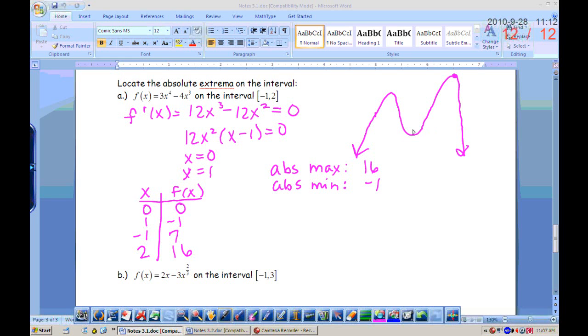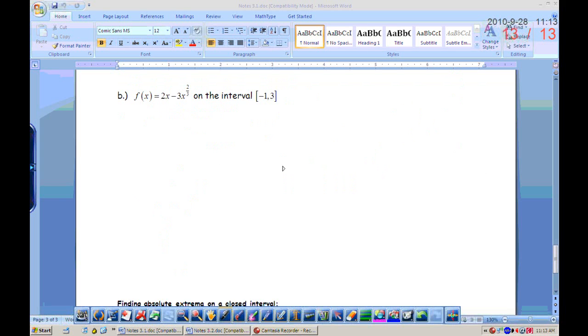Gray? All right, same thing. Find the absolute extrema on this interval between -1 and 3. So what's the first thing I need to do? Derivative. So the derivative is 2 minus 2x to the -1/3.